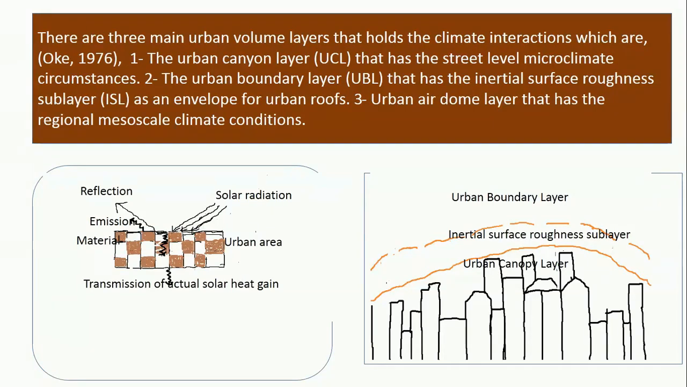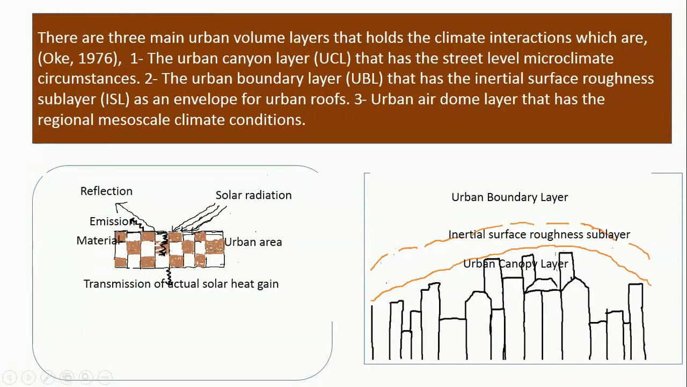Now in the second phase, I'll start from the structure of the urban heat island. Actually, there are three main urban volume layers that hold the climate interactions, as designated in 1976. These three main urban volumes are, you see, the first one is the urban canopy layer.